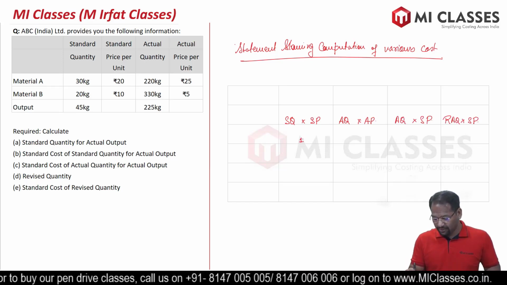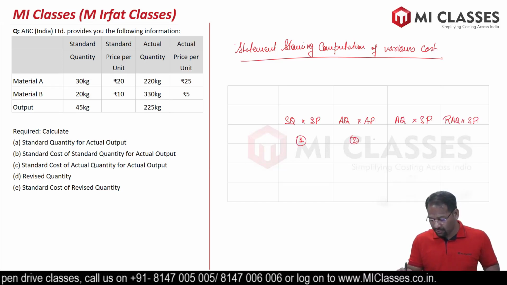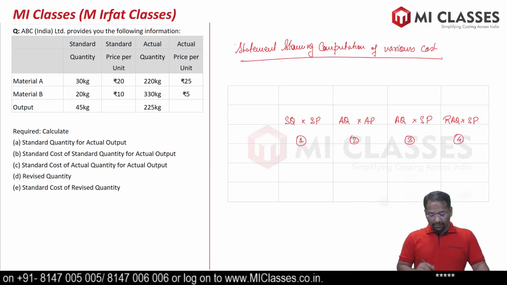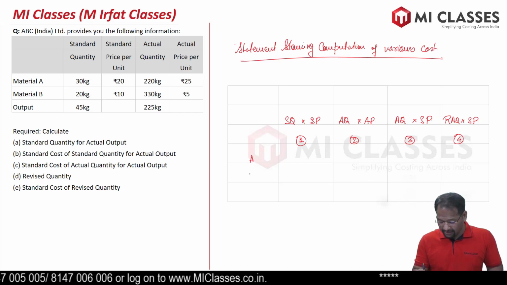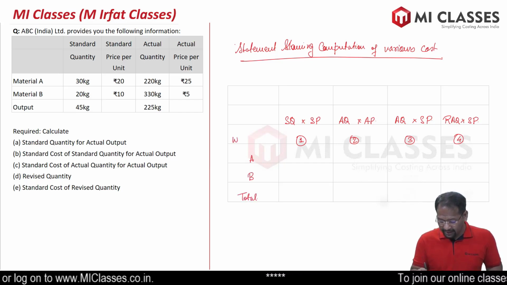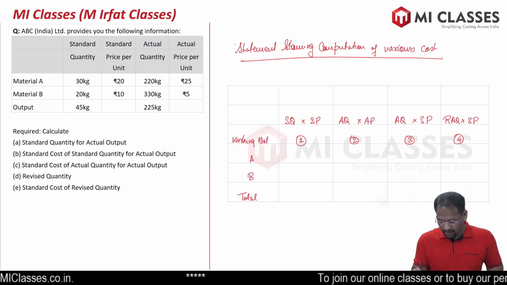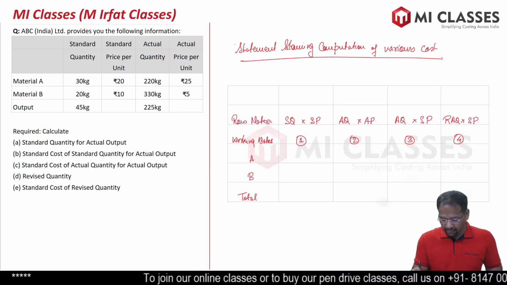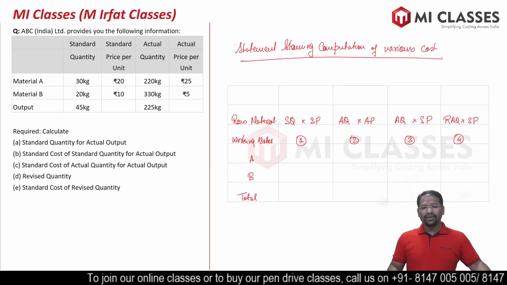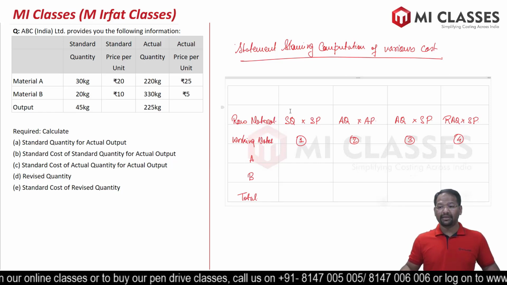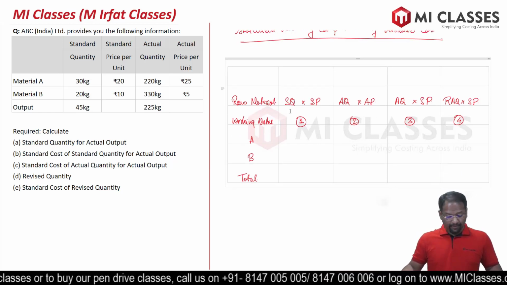This is my working note number 1, working note number 2, working note number 3 and working note number 4. Now here we write A, B and total. This is what we have been writing, and these are working notes. Alright. Now, and heading would be raw material. So, are we doing anything different? No, we are not doing anything different. We are doing exactly the same thing what we were doing so far.